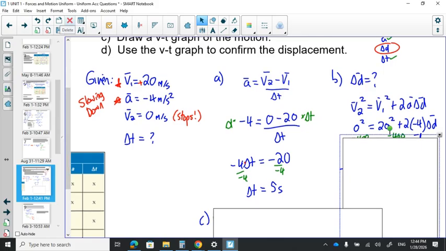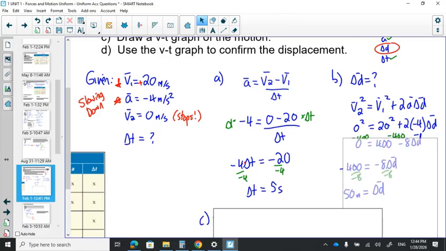So I've got rid of that thing. There we go. So we get 400 from the square of 20, take away 400 on both sides, multiply the 2 into the -4, divide this out by -8, and you end up with 50. Okay.